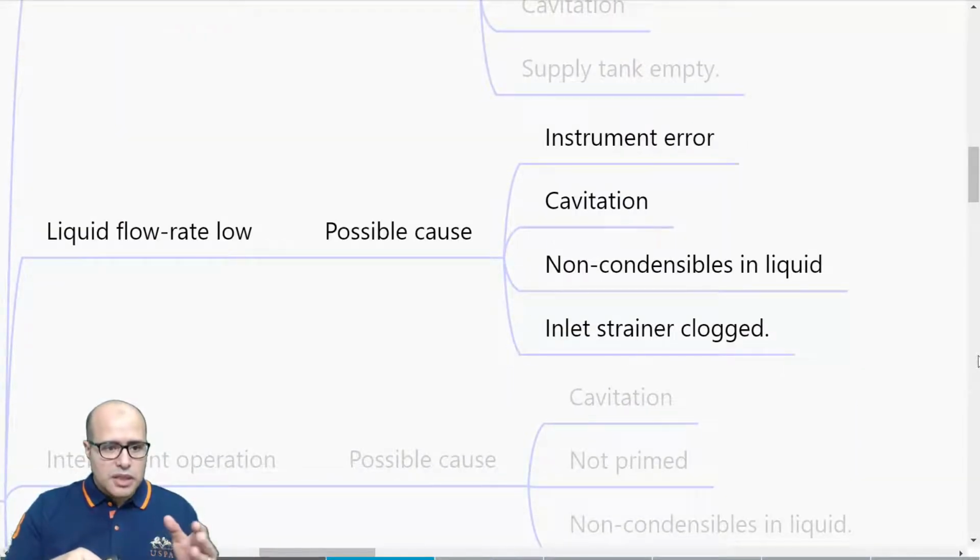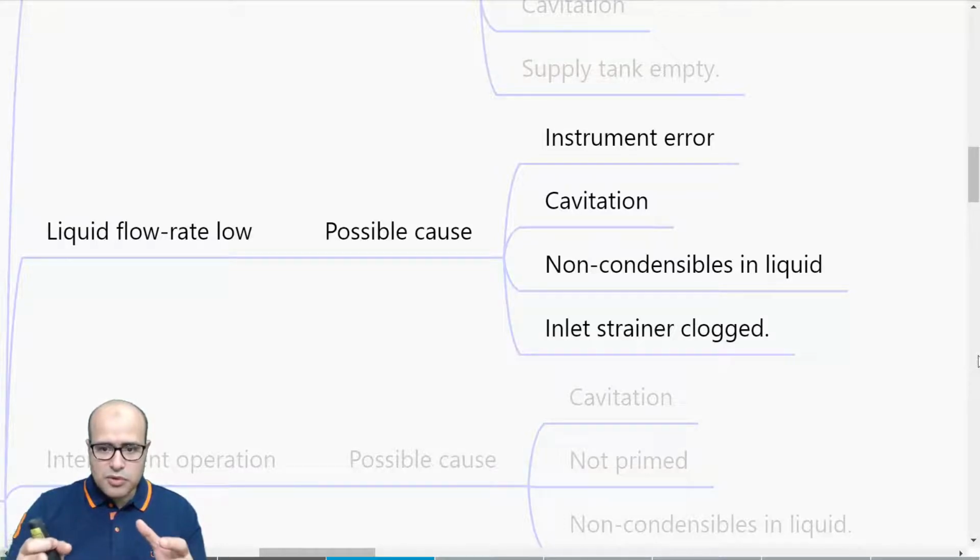Maybe the pump is not giving a flow rate properly, or is just giving a low flow rate. In this case, maybe again it is just an instrument error. We have to check the instrument. Maybe it is cavitation at the early stage, and we have to check the internal parts for the reason behind this cavitation. What about the level inside the tank? Are we running the pump under proper conditions or not? We have to investigate that also.